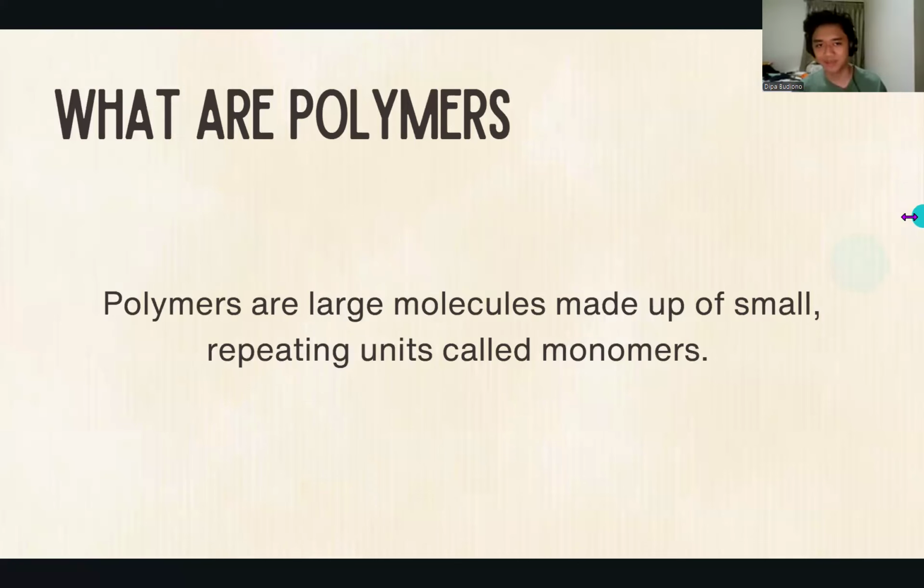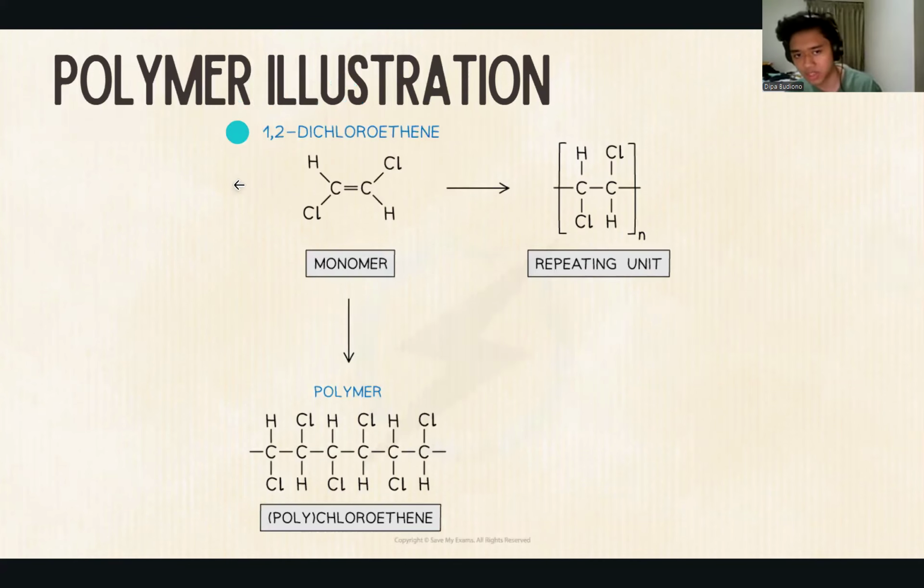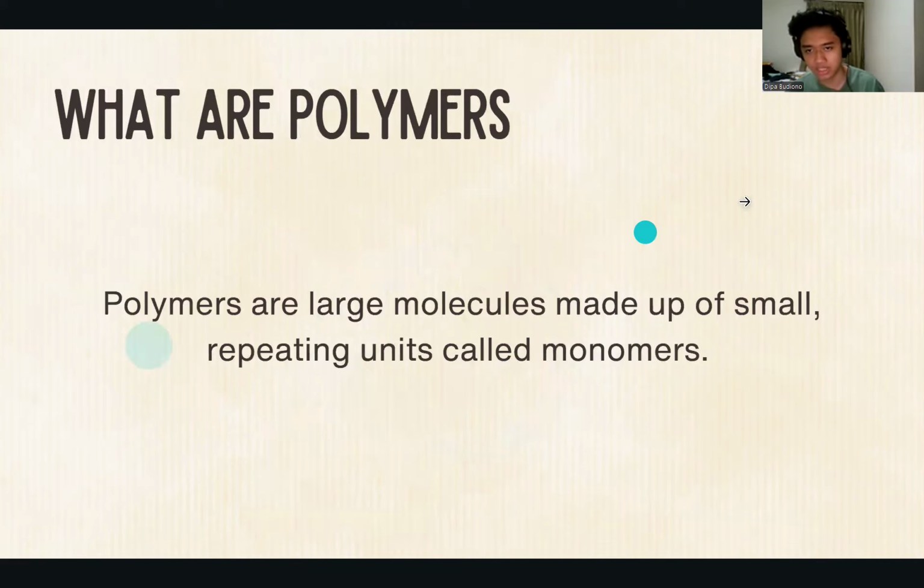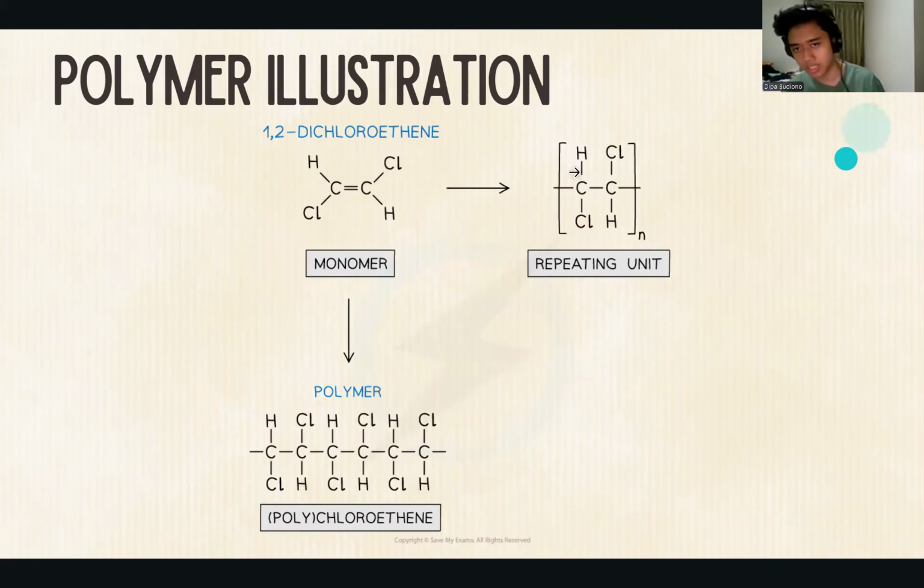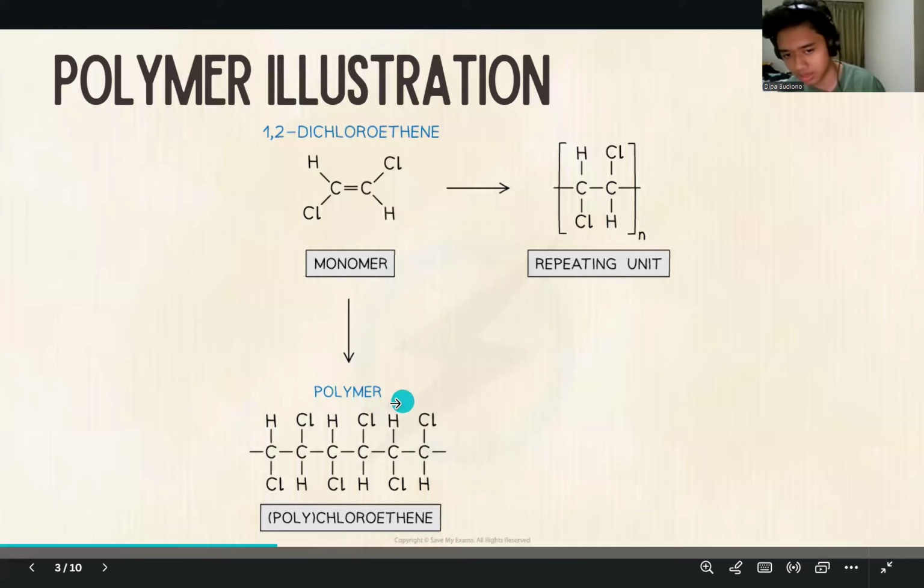Okay, so first up, what are polymers? As the textbook says, polymers are large molecules made of small repeating units called monomers. But we don't actually know what monomers are, which is why it's best if I use an illustration to help us understand this definition. First, we have what's called a monomer. Basically, this is the base molecule. The one under it is called a polymer, which has a bunch of repeating units, as said from the definition. And the one on the right is the repeating unit, which is basically the pattern shown here.